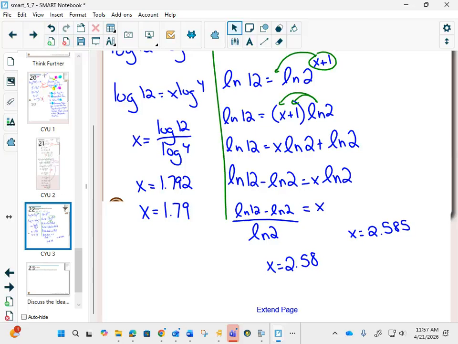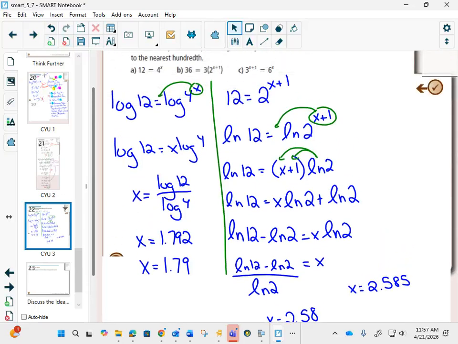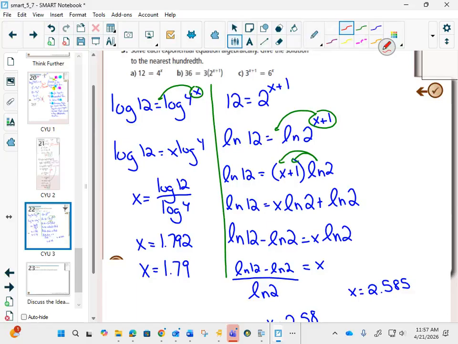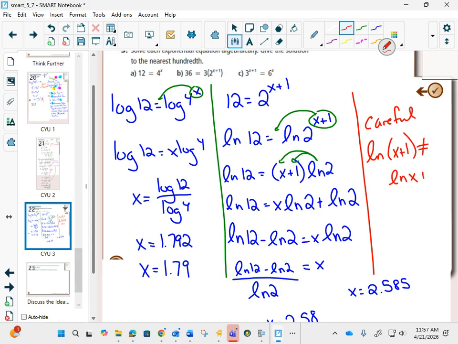Okay, so what I wanted to point out here is a little thing that's careful. Students often see something like this and want to do this. It makes sense because your brain says, I'm so good at distributing. Why can't I just write natural log of x plus 1 is natural log of x plus natural log of 1? Right? Didn't you just do that right here, Mr. JR? No, these are slightly different.